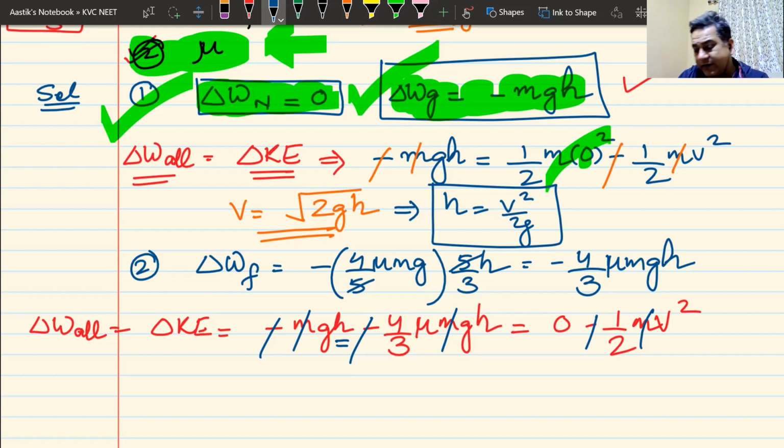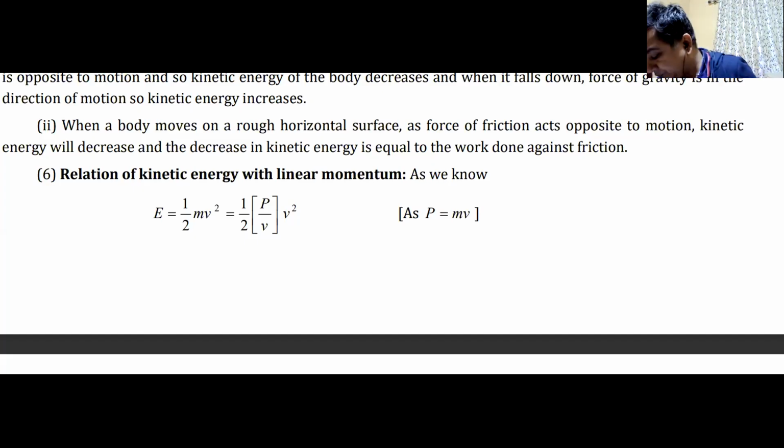I hope all of you have done this. That takes us to the next part, which is a very simple thing that you must remember: the relation between kinetic energy and linear momentum. You have to note this down. What is the relation between kinetic energy and momentum?